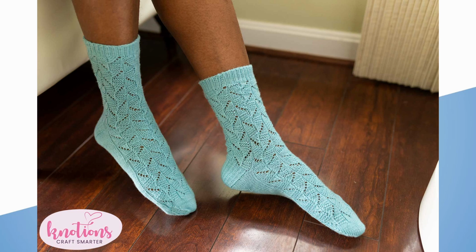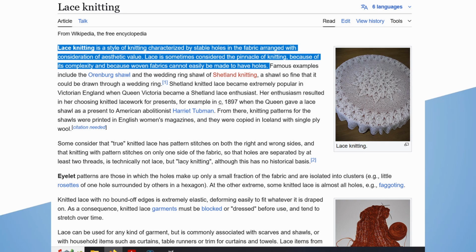First, let's start with the obvious question. What is lace? Well, according to Wikipedia, I know. Lace knitting is a style of knitting characterized by stable holes in the fabric arranged with consideration of aesthetic value. Lace is sometimes considered the pinnacle of knitting because of its complexity and because woven fabrics cannot easily be made to have holes. I'm not sure I agree with the pinnacle of knitting comment because other forms of lace absolutely exist. Crochet lace is a thing, as is tatting, but it is one of the more complex forms of knitting.